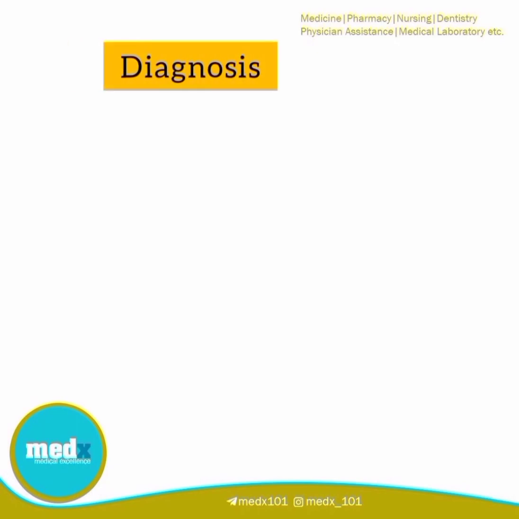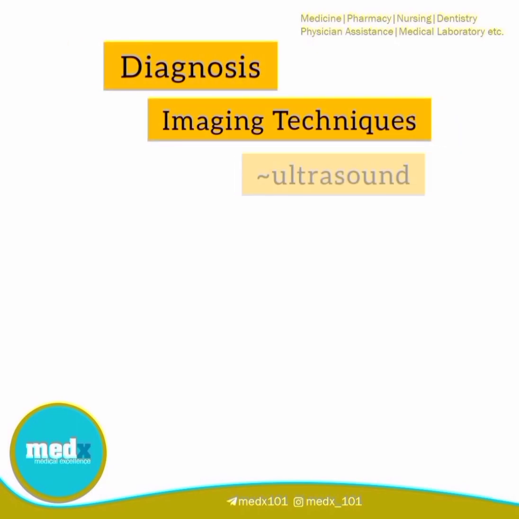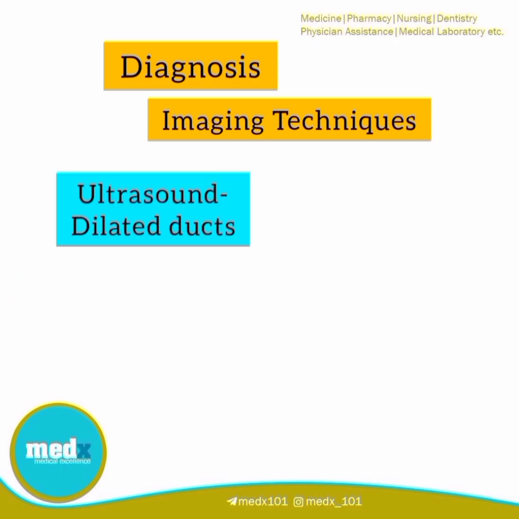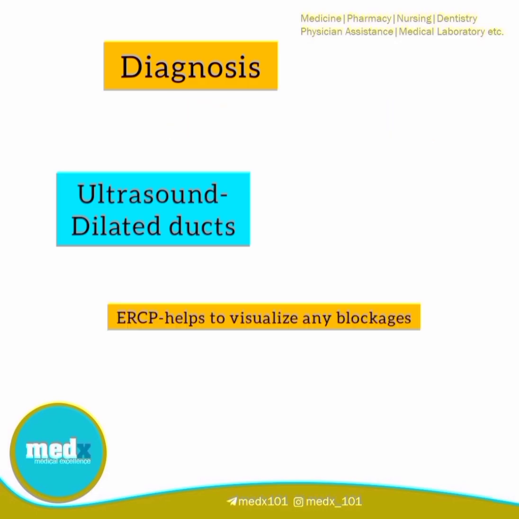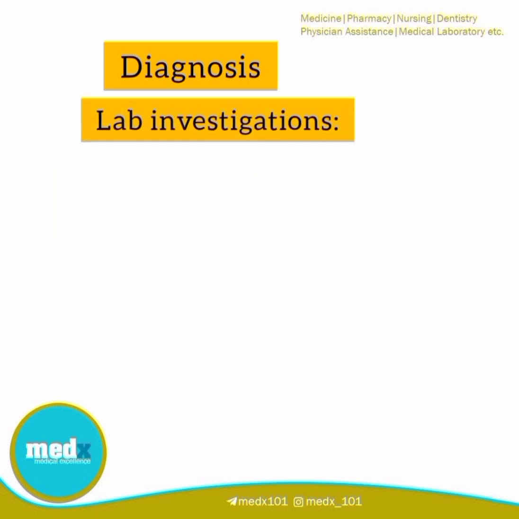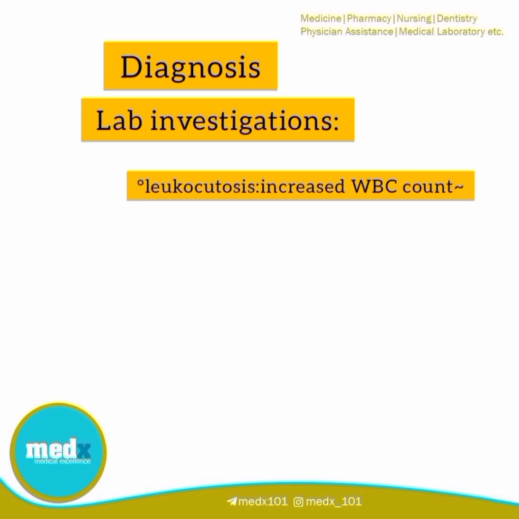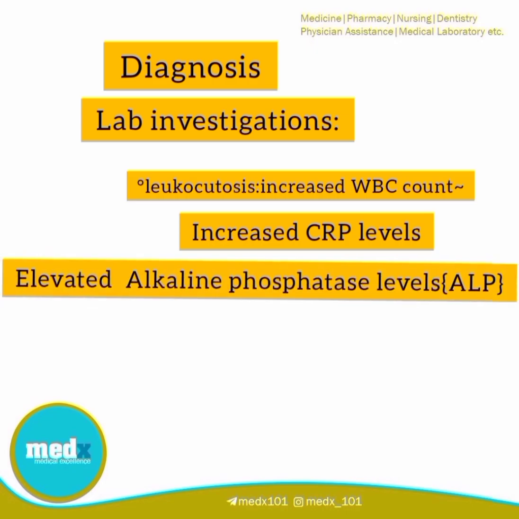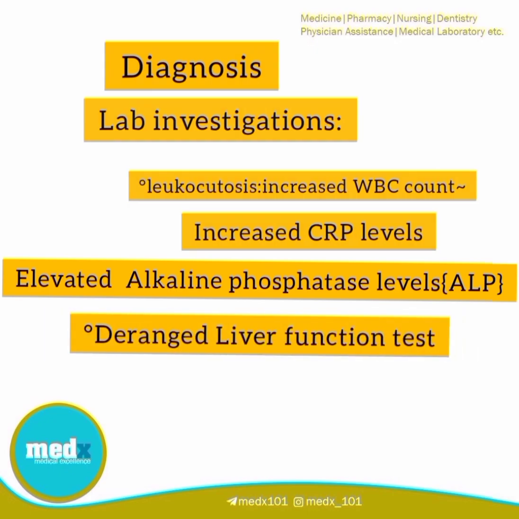Now about the diagnosis. Some imaging techniques like ultrasound scanning and ERCP, which is endoscopic retrograde cholangiopancreatography, can be done. On ultrasound, it will show dilated bile ducts, and ERCP will help to visualize any obstruction in the bile ducts on an X-ray. Also, laboratory investigations need to be done. With the labs, there would be leukocytosis because it's an inflammation, and also there would be an increased C-reactive protein level, an increased ALP level, and also a deranged liver function test.